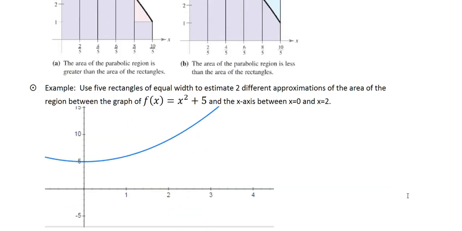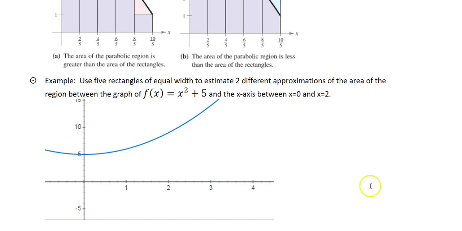We're going to use 5 rectangles of equal width to estimate 2 different approximations of the area of the region between the graph of f of x equals x squared plus 5 and the x-axis between 0 and 2. So basically, between 0 and 2, we're looking at this kind of yellow region right here that I'm going to poorly shade in for you so that you can see kind of the shape that we're trying to find the actual area of. Okay, so this is what we're looking for.